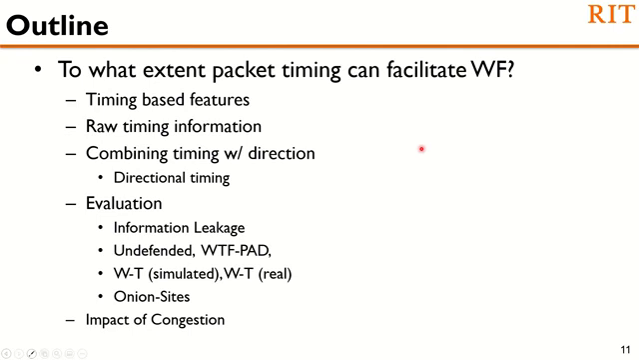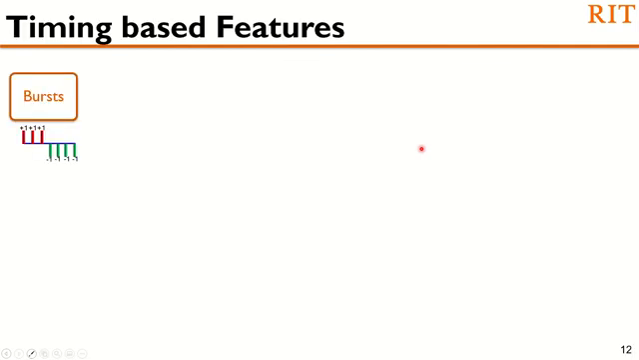Coming next, we are going to talk about the extraction process of our timing-based features, the ways to represent the raw timing information, and the ways to combine both the timing information along with the direction. Our timing features are based on bursts, which is the key difference from the timing features from prior work. From the burst level, we extract our timing features.